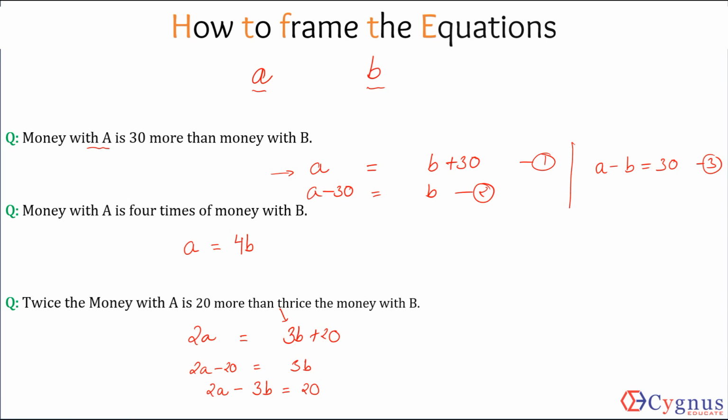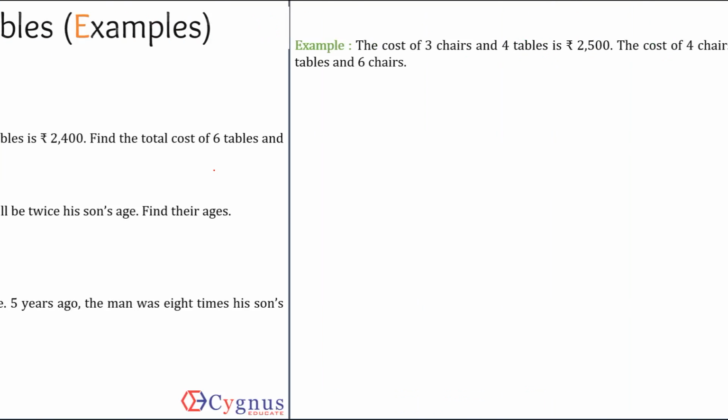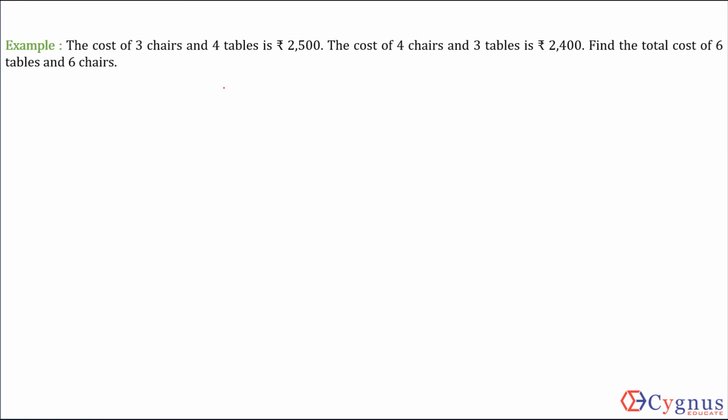And let's look at a few examples here. The cost of 3 chairs and 4 tables is 2500. सबसे easy questions यही होते हैं. We'll try to make a linear equation. Let the cost of each chair be x and each table be y. Each chair का cost x है, so the cost of 3 chairs will become 3x and the cost of 4 tables will become 4y. And in all, you're going to pay 2500. That means the sum of these two values has to be 2500.